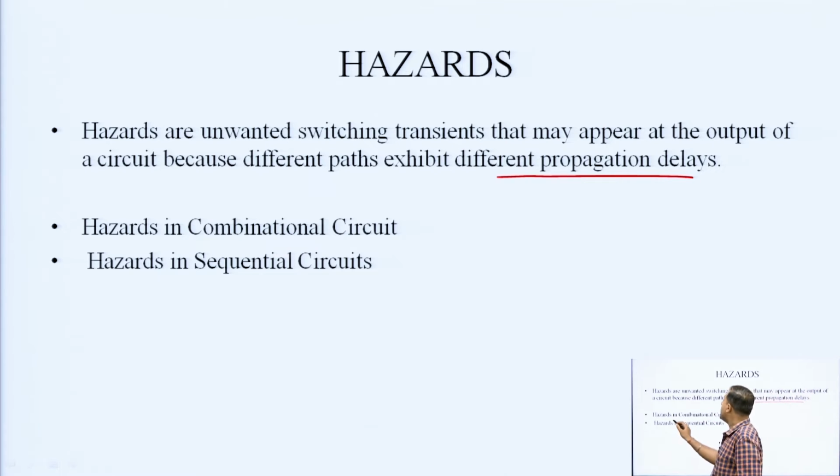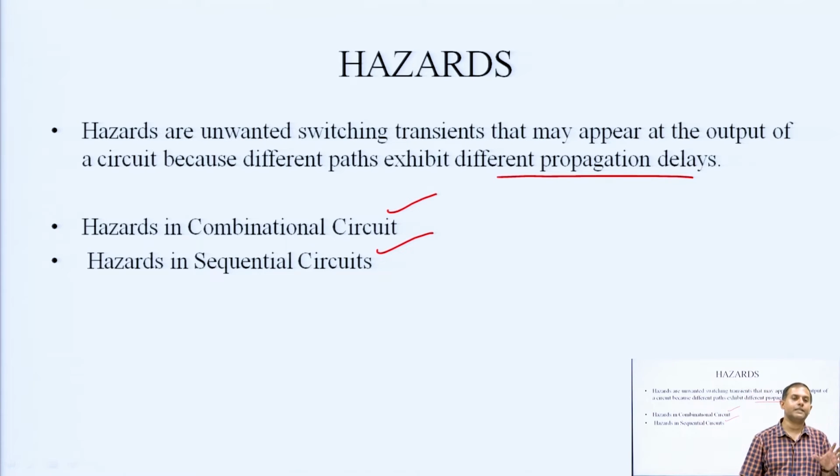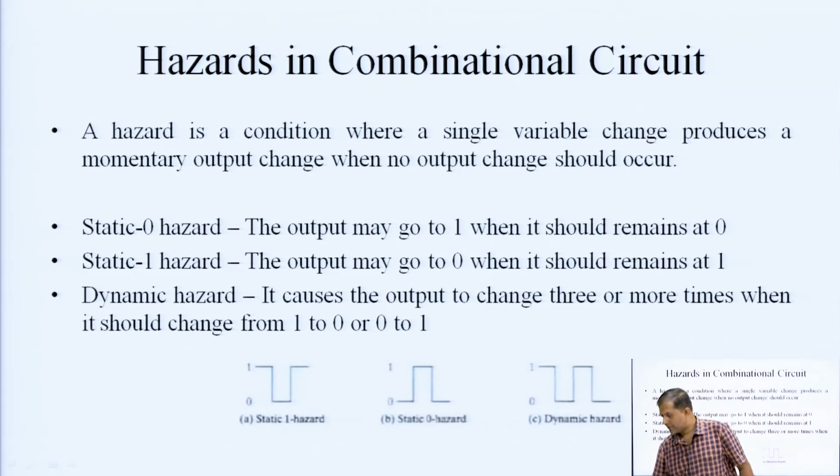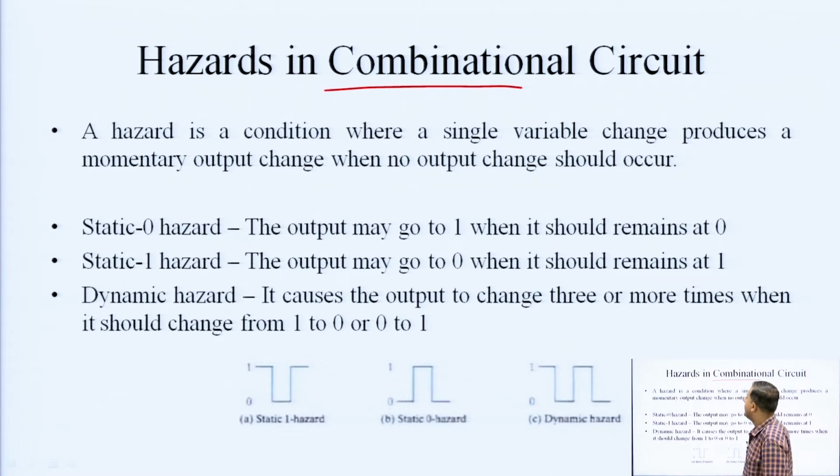We will discuss hazards for combinational circuits and for sequential circuits. We have already discussed combinational and sequential circuits in earlier lecture videos, you can refer to them. In a combinational circuit, the present output depends only on the present state, but in a sequential circuit the output depends on the present state as well as on the previous state, that memory concept. So, hazards are the unwanted switching transients that may appear at the output of a circuit because different paths exhibit different propagation delays. These are the hazards for combinational circuits.